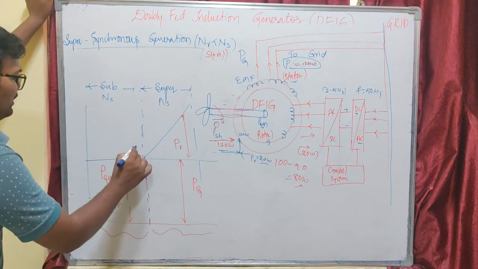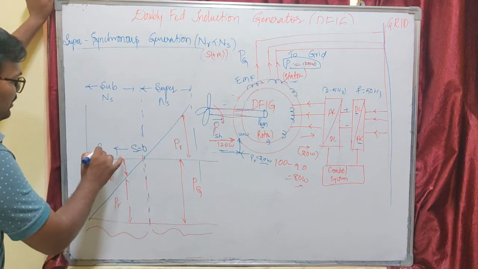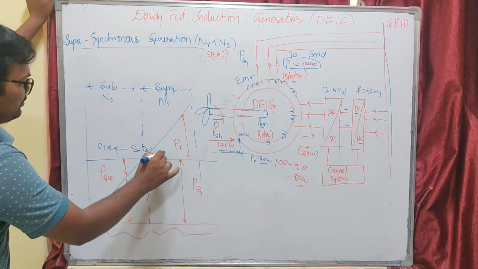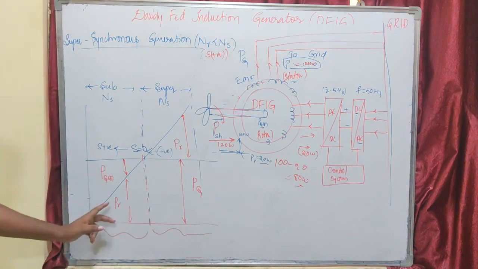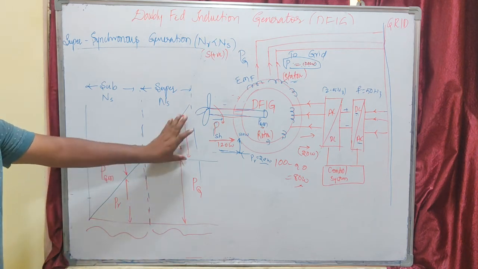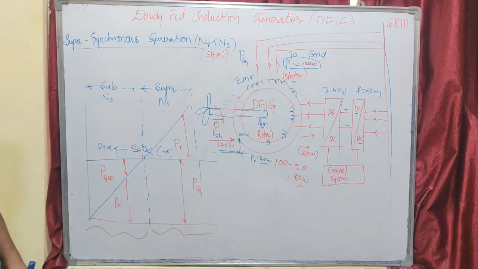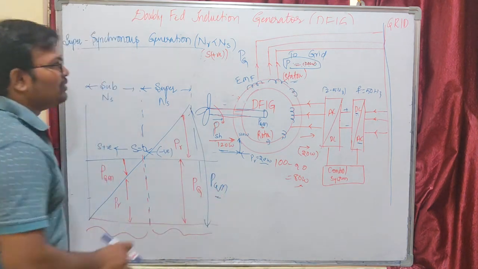At this point the slip equals 0. It is positive slip on one side and negative slip on the other. Under sub synchronous mode, the sum of gross mechanical power and rotor power contributes to our generated power. In super synchronous mode, the sum of our rotor power and generated power equals our PGM. This sum is nothing but PGM. So this is about the DFIG induction generator.